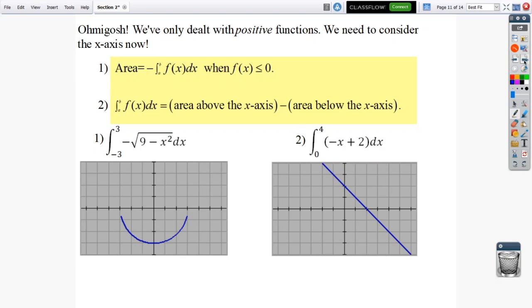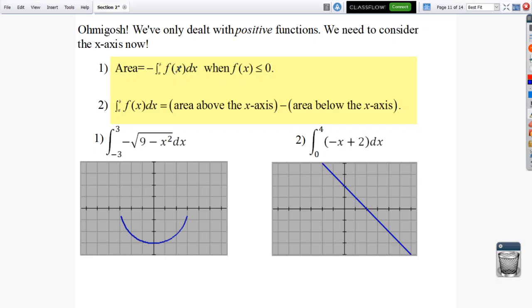Now look in here, we've only dealt with positive functions, except for that one time where we had that constant that was below the x-axis. I already mentioned this, but the area is the opposite of the definite integral if f of x is below 0. If f of x is both above and below the x-axis, you want to do the area above the x-axis minus the area below the x-axis.